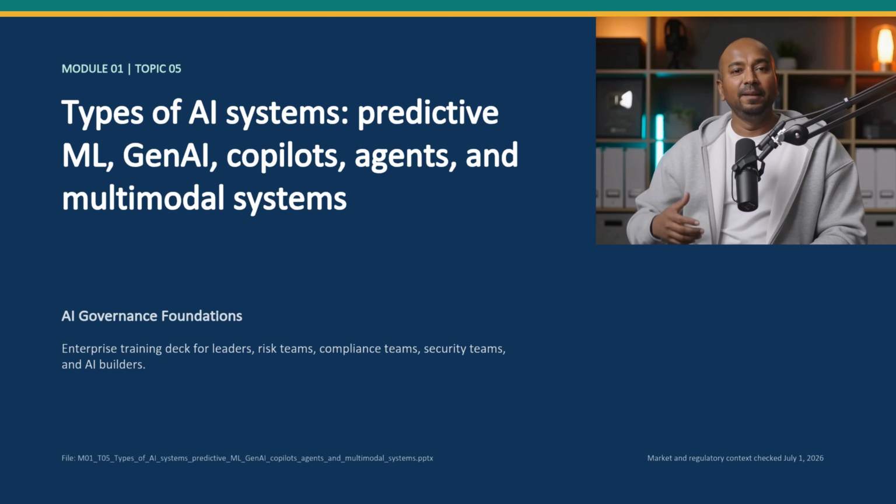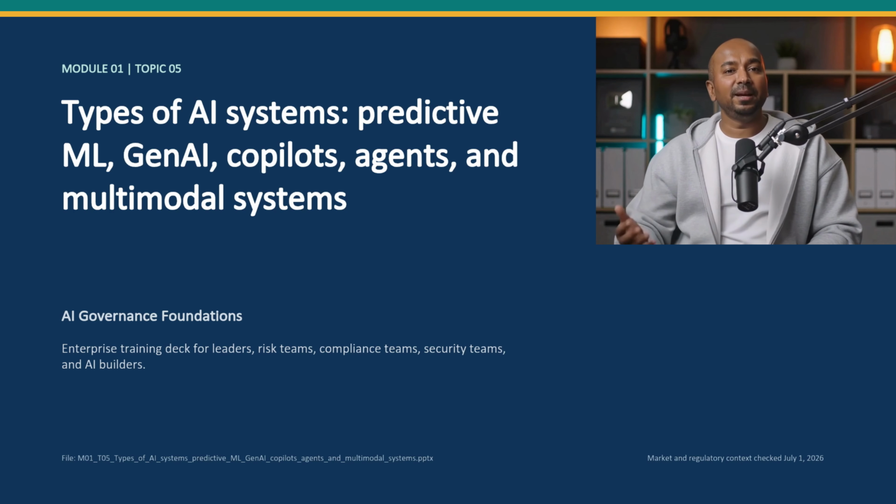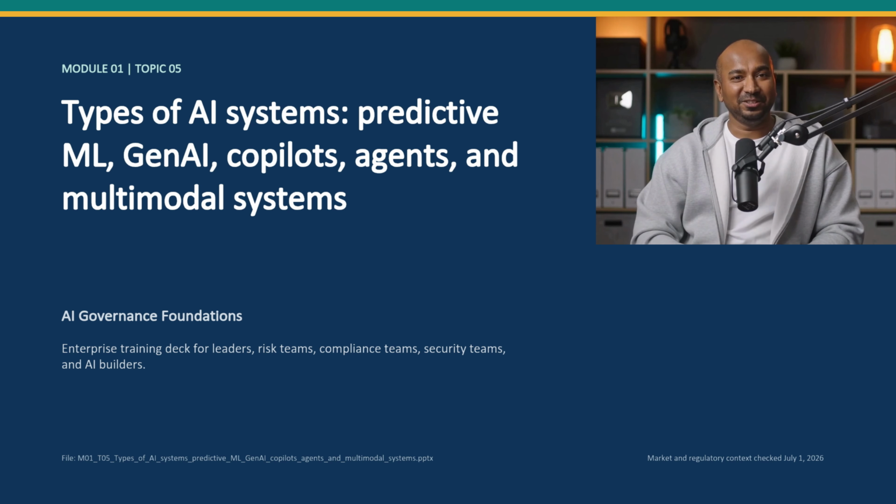Welcome everyone. In this deck, I am focusing on types of AI systems, predictive ML, Gen AI, copilots, agents, and multimodal systems as part of AI governance foundations. This builds on the previous discussion of governance roles, board, execs, legal risk, security, data, ML, product, and procurement. So I want the class to keep that thread in mind.